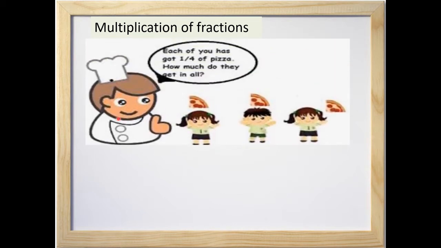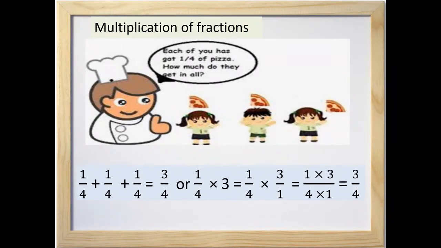See, in this picture, a mother is giving 1/4 pizza to each of her 3 children, and then she's asking us how much pizza do they get in all. Yes, children, how to find out how much pizza they get in all? Yes, it is very simple. We simply have to add and find the total. Let us see. 1/4 plus 1/4 plus 1/4. So we get here 3/4. That means all the 3 children are getting 3/4 of a pizza.